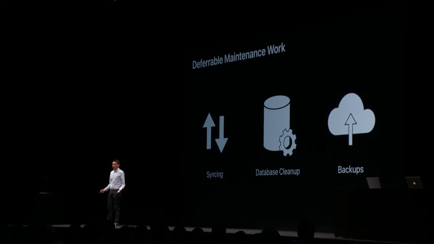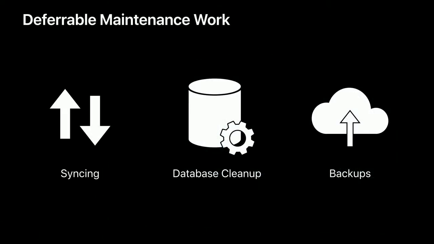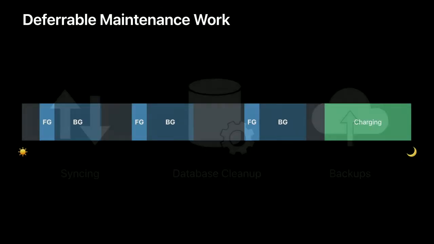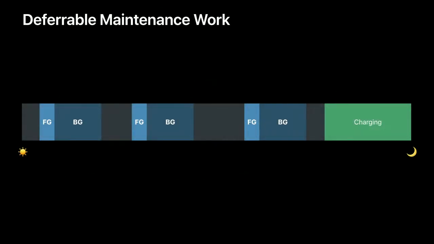These are things like actively syncing state with a server, cleaning up your databases, or backing up data to the cloud. These are deferrable, maintenance-type tasks that ideally you would want to do in the background in order not to impact foreground user activity. And what we see today is that apps are doing this kind of work right as they enter the background. And over the course of an entire day, that can really add up.